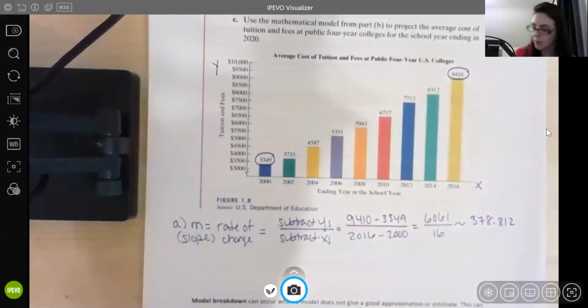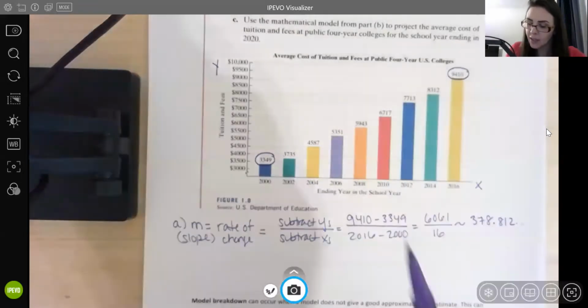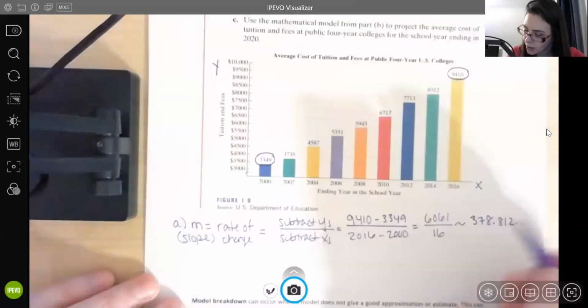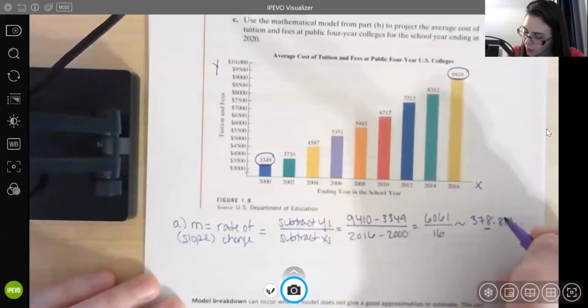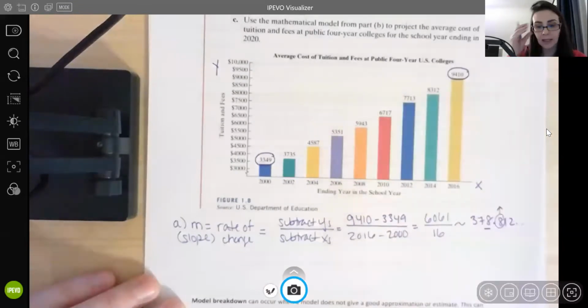0.812 and so on. That's going to keep going. Okay. It does ask us to round to the nearest dollar. So I'm rounding to the nearest dollar. This next value is big. So I'm going to bump that up from 8 to 9.